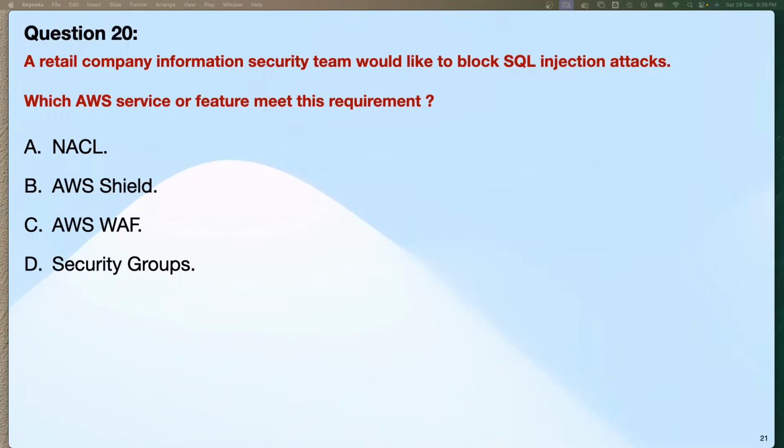The distributed denial of service, DDoS attacks, not for SQL injections. AWS WAF is the right answer here. Using AWS WAF, you can do SQL injection attacks protection. And D is security groups, that's meant again for network resources, securing the resources access, correct?